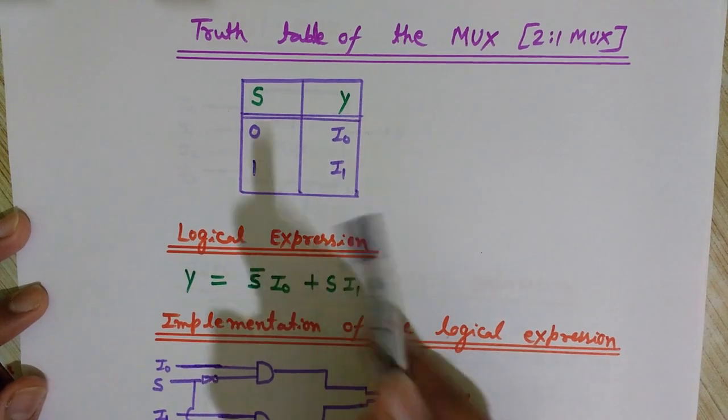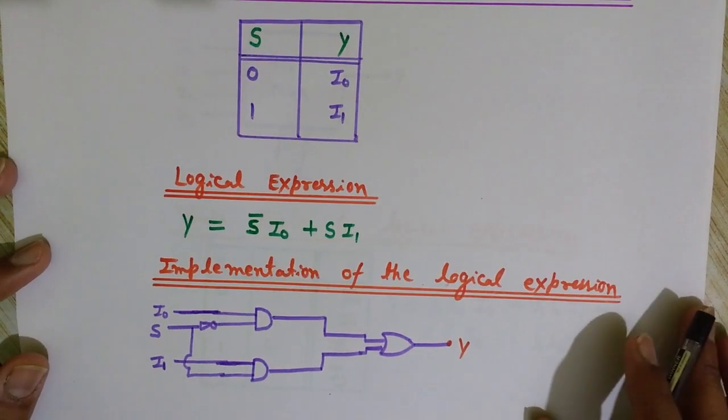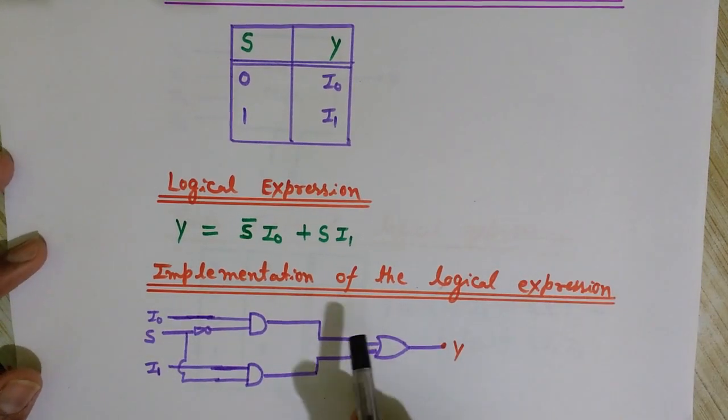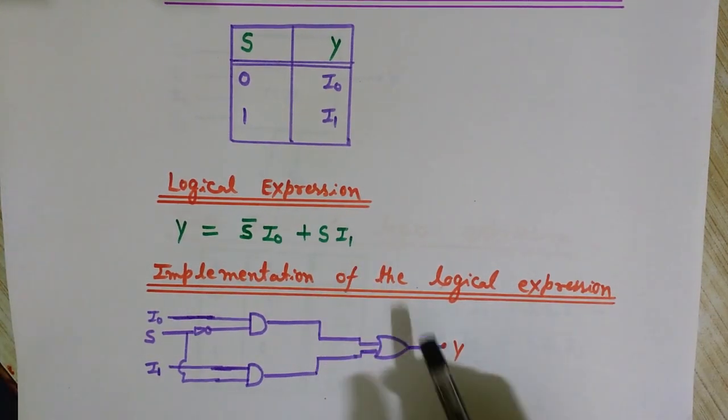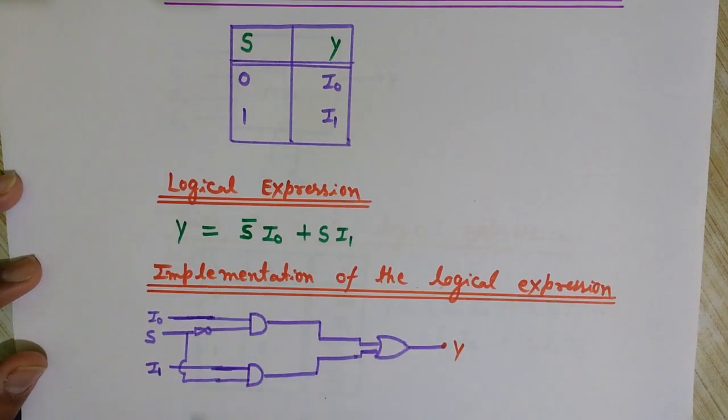So you can cross check it. Now it's time to see the implementation of this logical expression, how we can implement it using gates. Okay, so it's very easy actually.